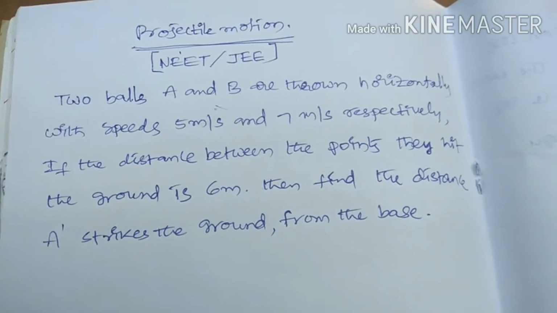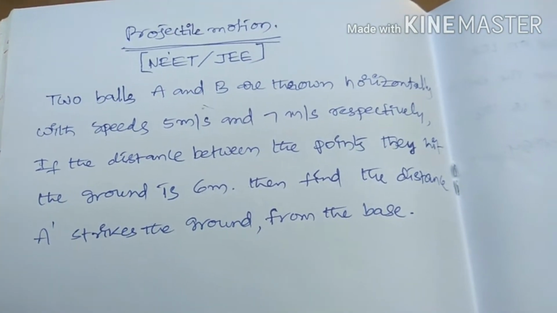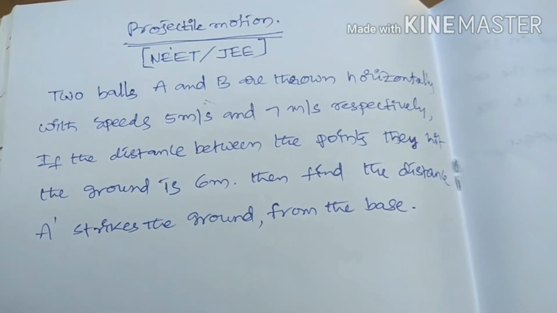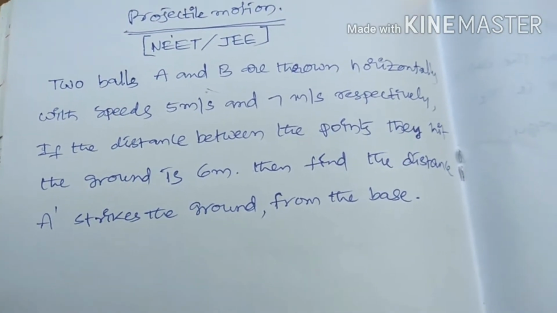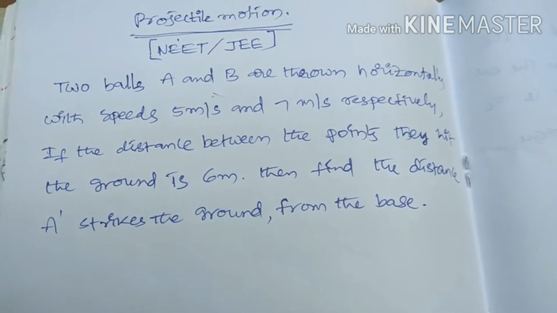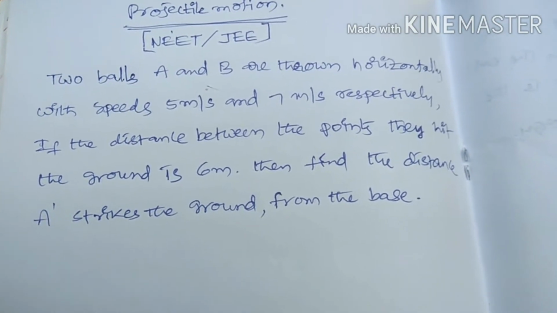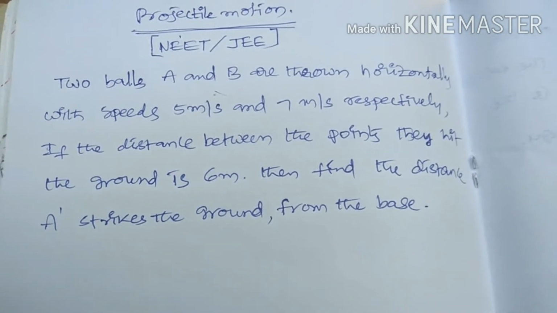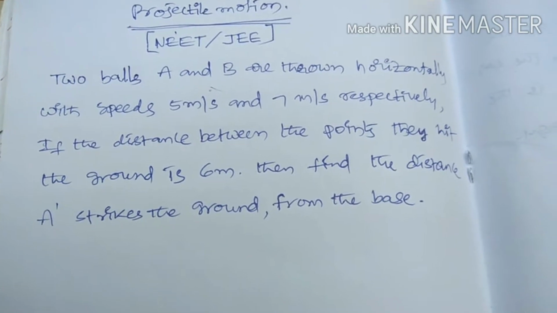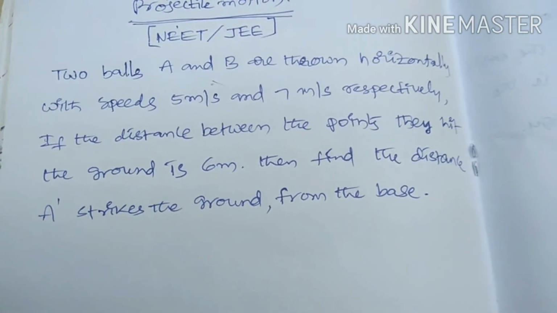Students, today I am discussing a concept-oriented question from projectile motion. It is useful for NEET and JEE. Two balls A and B are thrown horizontally with speeds 5 meter per second and 7 meter per second respectively. If the distance between the points where they hit the ground is 6 meter, then find the distance from the base at which A strikes the ground.